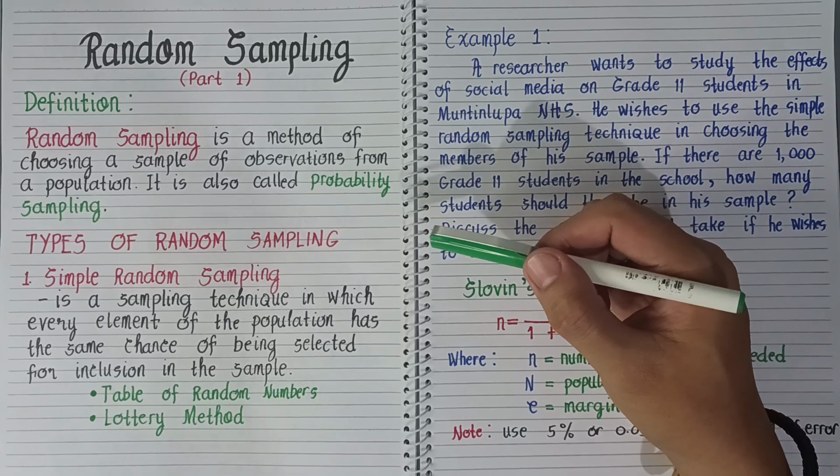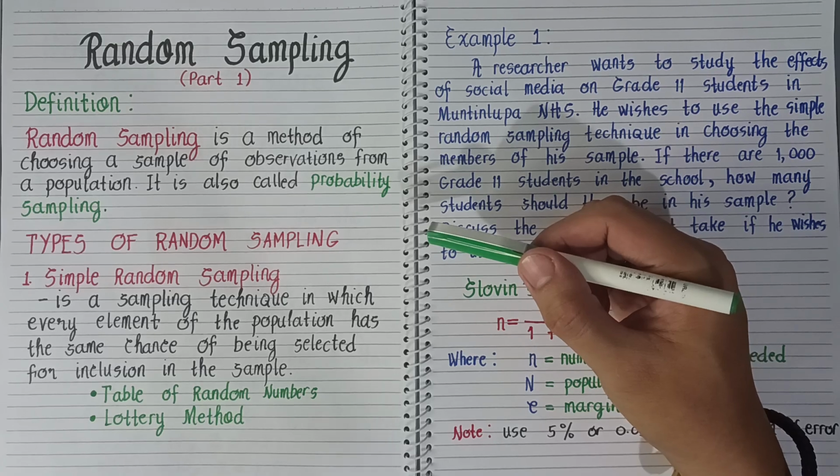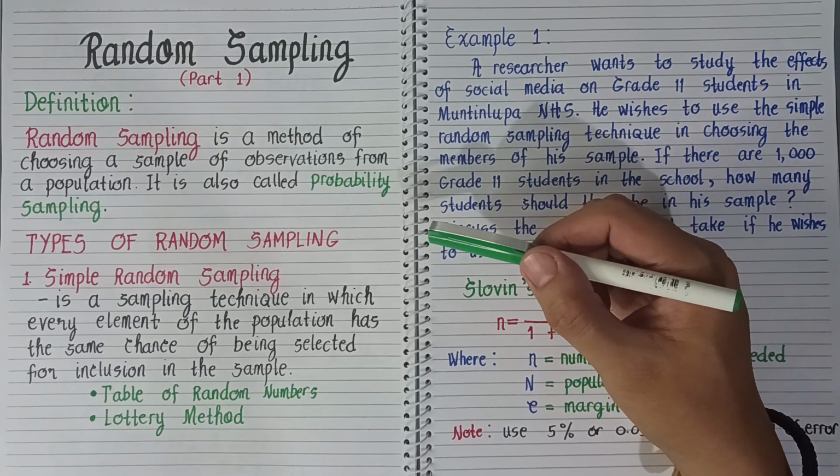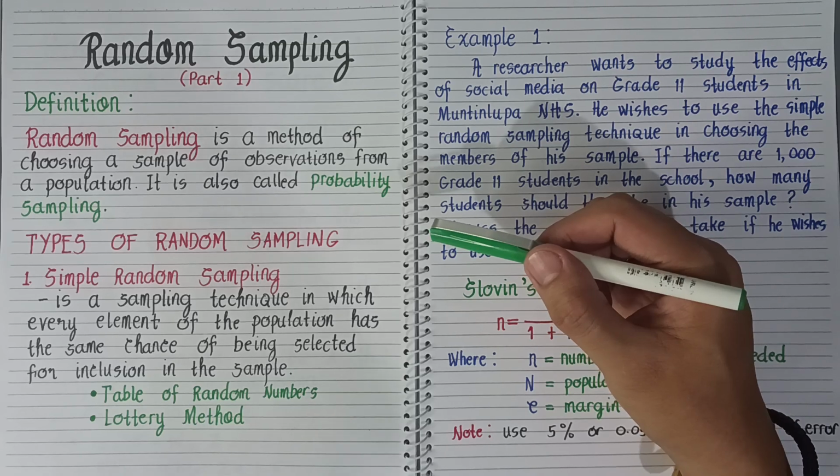Examples for population, senior high school students in Muntinlupa National High School. And other example ay all barangays in Muntinlupa City. While sample naman, let's say 300 senior high school in Muntinlupa National High School. Okay? And two barangays in Muntinlupa City with livelihood program. So, magkaiba yung population and sample.